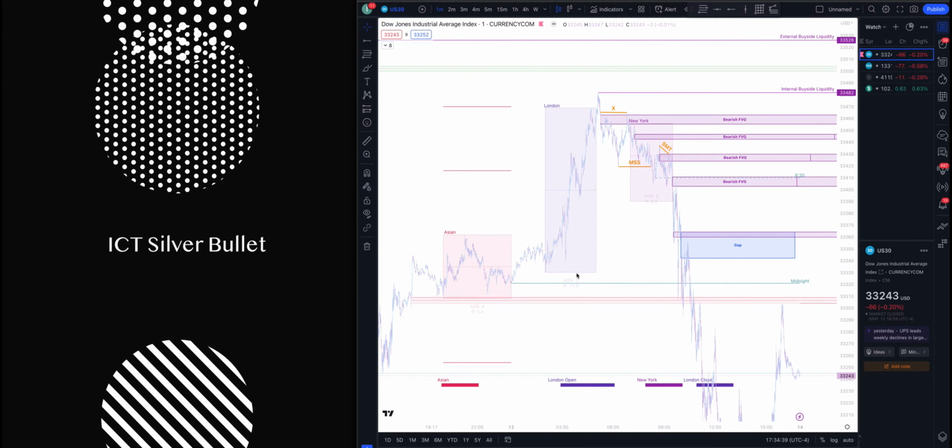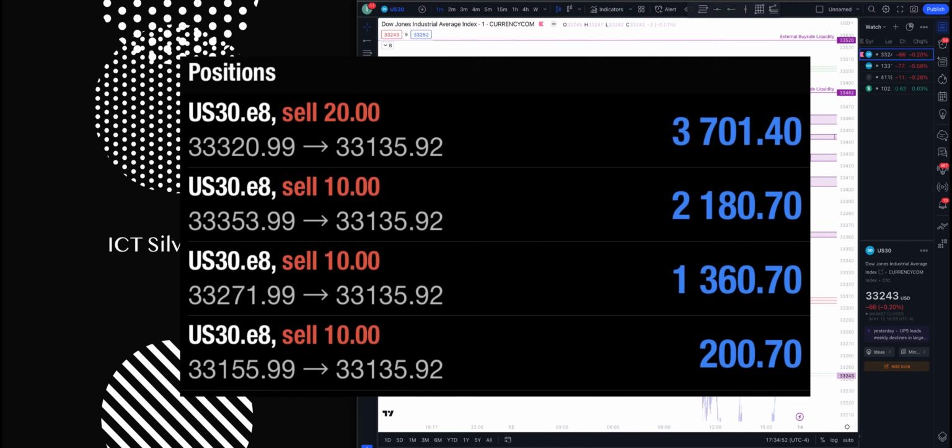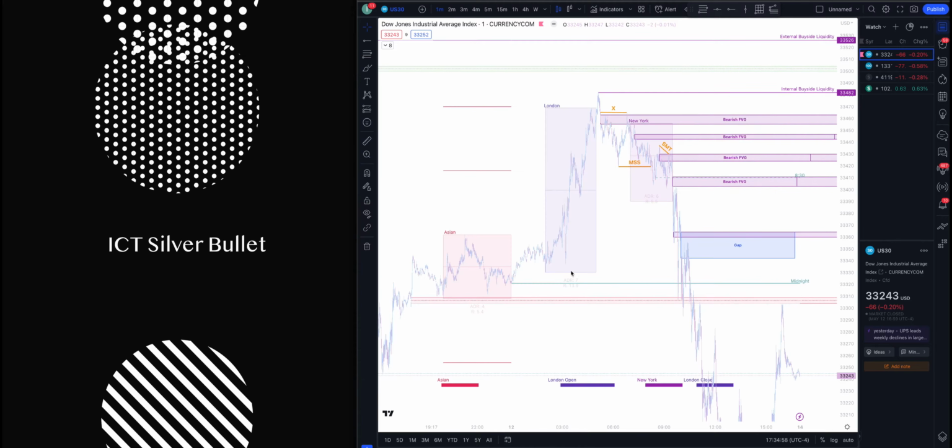I believe about 3,000 was off of my personal strategy, which we're going to go over at some point, and then I took another trade, and I pyramided my positions, and with that I made the rest, which was about 7,000. So this is the ICT Silver Bullet case study.